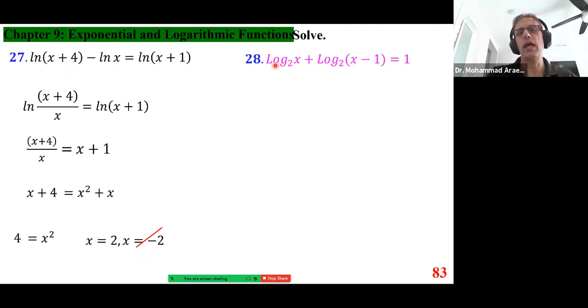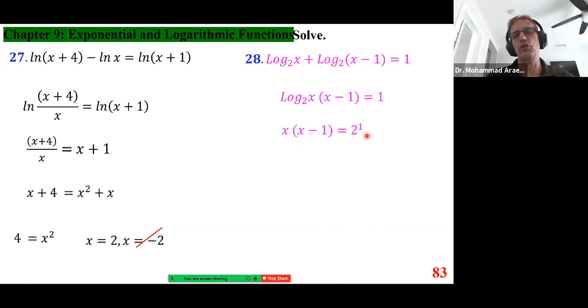Same thing here. We have a bunch of logs. We combine them into one by multiplying x by x minus 1, which results in x times x minus 1 being 2 to the power of 1. This is x squared minus x, and this is 2, which we move to the left because we want to do the factoring and solve.